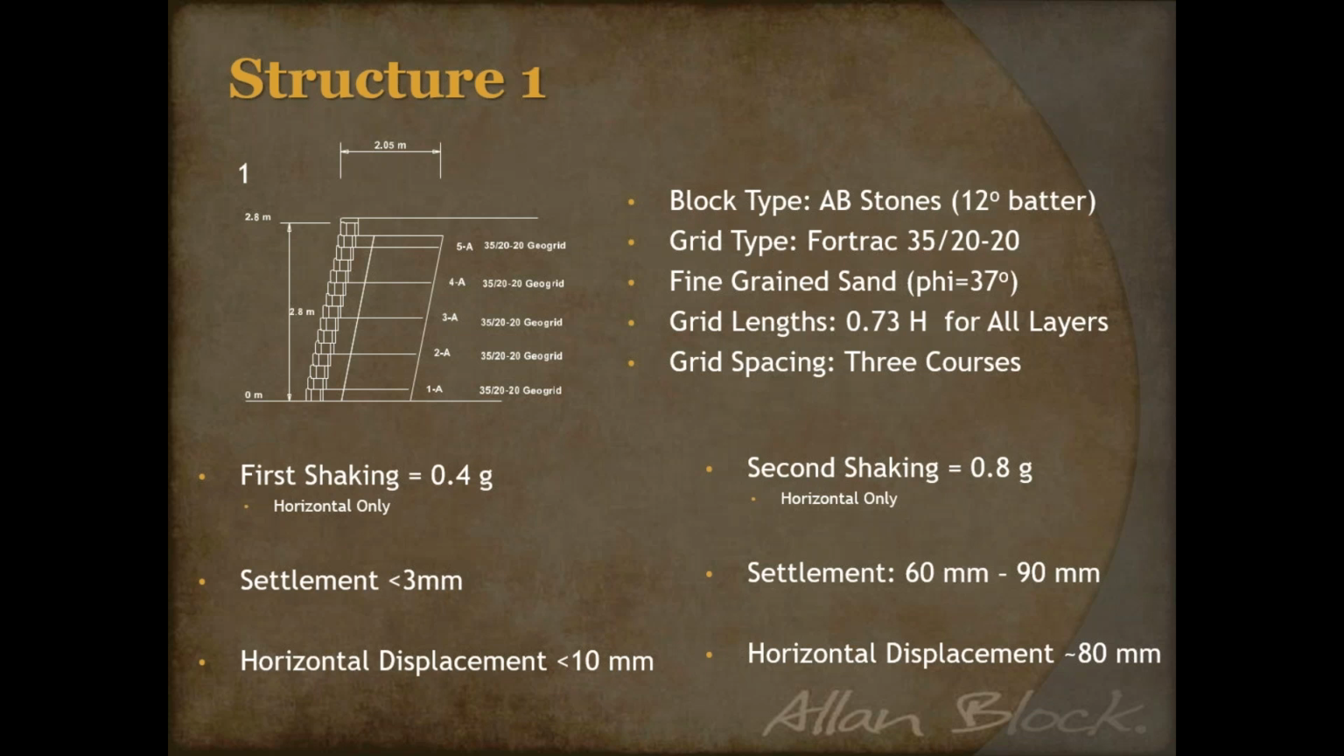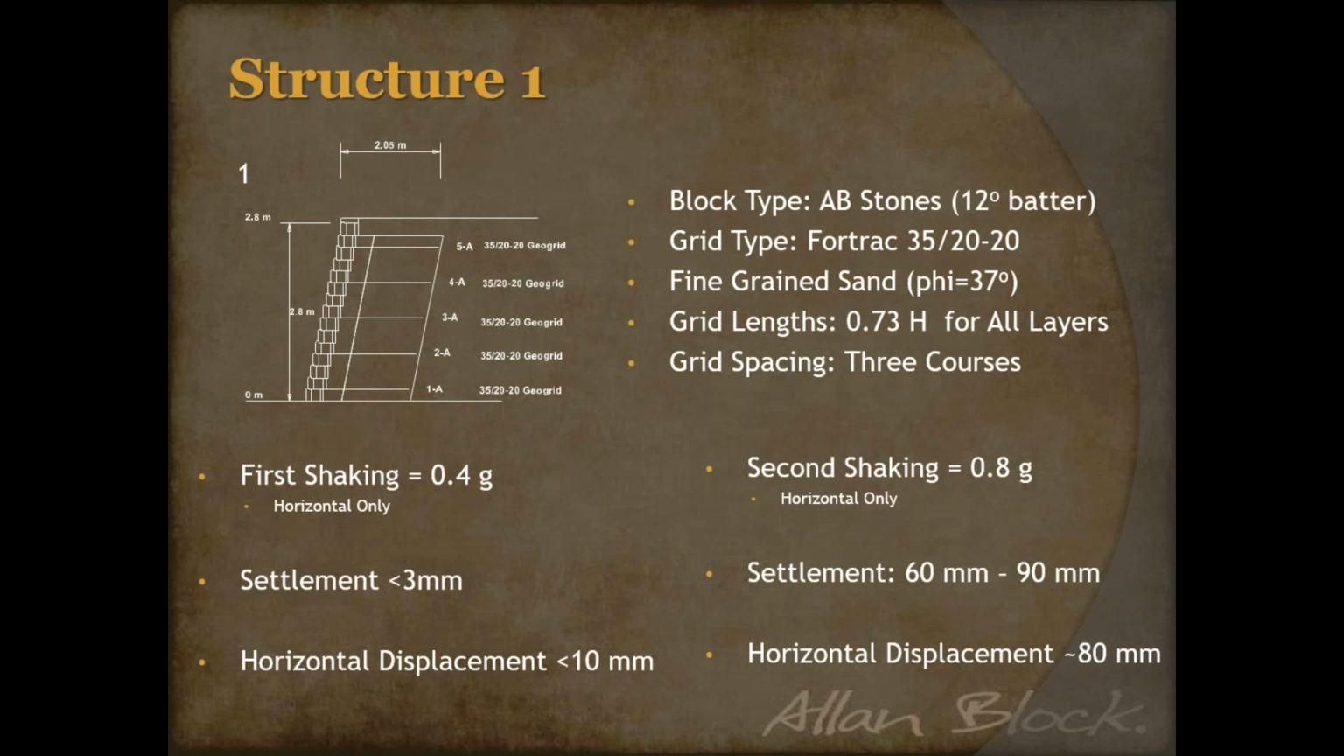In structure number 1, we just did the horizontal shaking, that front to back movement more than anything else. Notice very little settlement and displacement after that 0.4 G. So we were very happy. And to be honest, that's what we saw out in real life too. Like I mentioned, we had walls go through seismic events, and we didn't see major deformations or major movement.